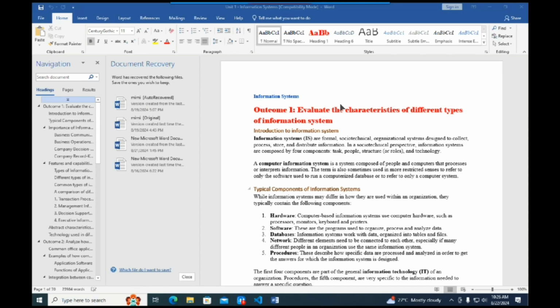Then these systems are designed to do a number of things. The first thing they are designed to do is to collect. Number two, to be able to process, to be able to store, to be able to distribute or disseminate information. So, since we say they're formal socio-technical organizational systems designed to collect, process, store, and distribute information, another term comes in even before we move out of this.